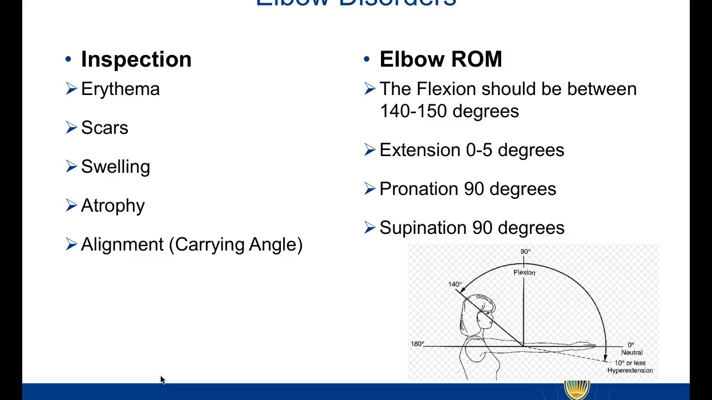Elbow range of motion. When it comes to elbow range of motion, the angles are crucial. The flexion should be between 140 to 150 degrees. Extension should be 0 to 5 degrees. Pronation, 90 degrees. Supination, 90 degrees.